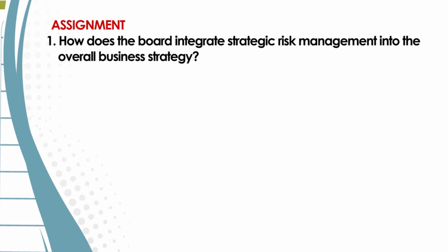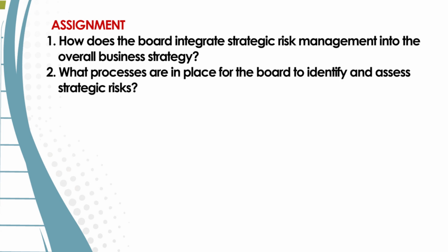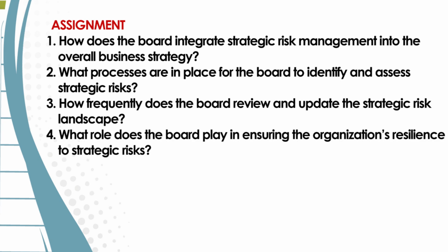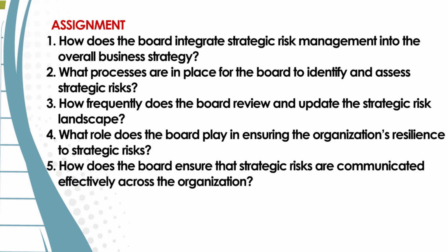One, how does the board integrate risk management into the overall business strategy? Two, what processes could be put in place for the board to identify and assess strategic risks? Three, how frequently should the board review and update the strategic risk landscape? Four, what role does the board play in ensuring the organization's resilience to strategic risks? Five, how does the board ensure that strategic risks are communicated effectively across the organization?